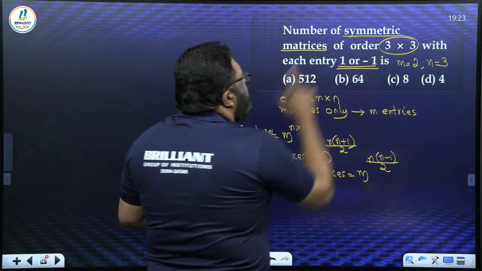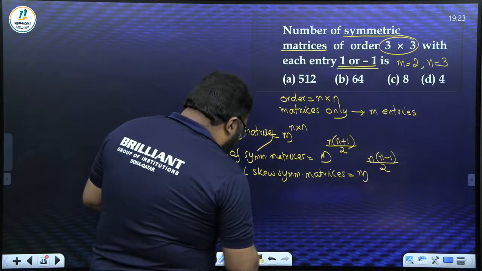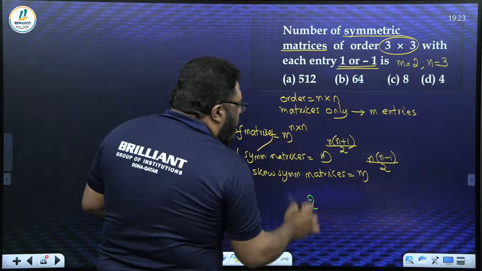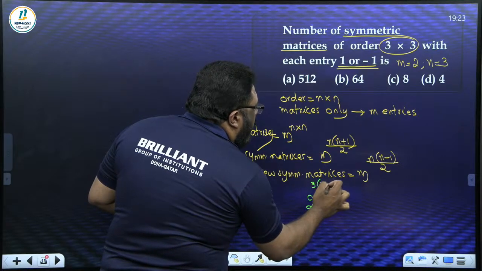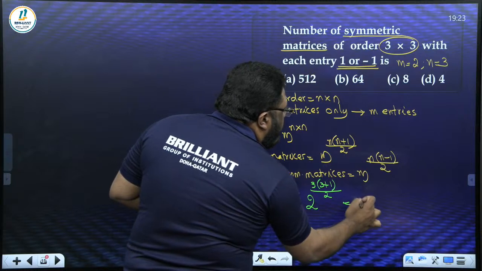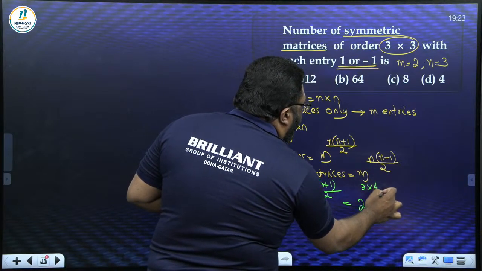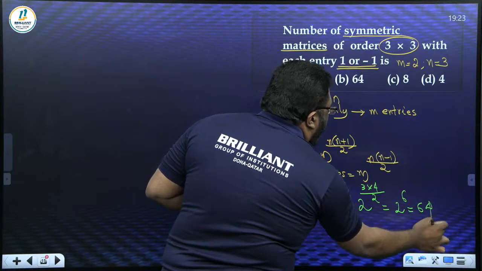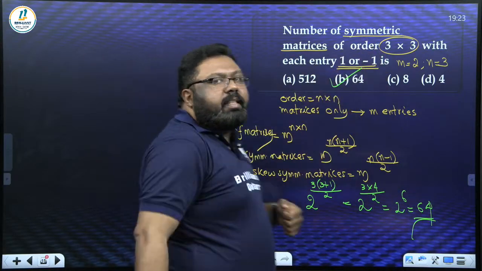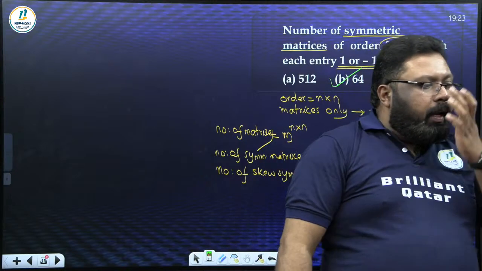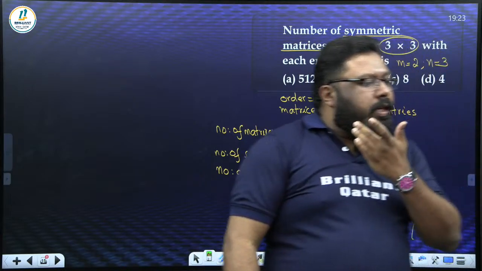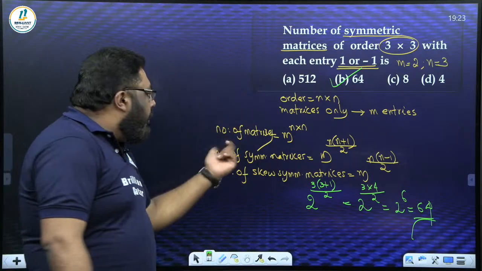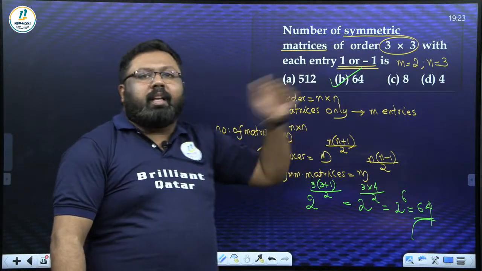Then tell me, what is the number of symmetric matrices? The number of symmetric matrices is going to be 2 raised to 3 into 3 plus 1 by 2, which is 2 raised to 3 into 4 by 2, which is 2 raised to 6, which is equal to 64. How many symmetric matrices can I form? 64. Option B, right answer coming from Hanna, Magashri, Sai. Very good. So please learn these two formulas: number of symmetric matrices and number of skew symmetric matrices.